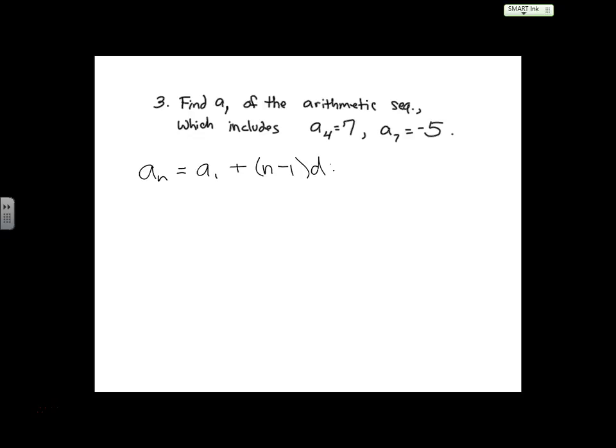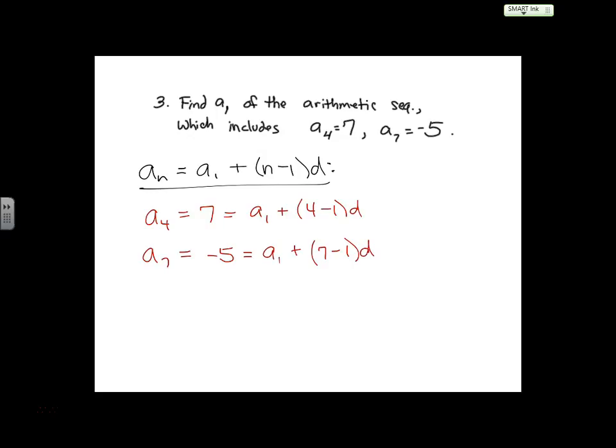We could set up a little system of equations. We know a sub 4 is 7, and that's going to be a sub 1 plus 4 minus 1 times a common difference, d. A sub 7 is going to be negative 5, and that's going to come from a sub 1 plus 7 minus 1 times d. Could I solve this system of equations? Yeah, suppose I could.